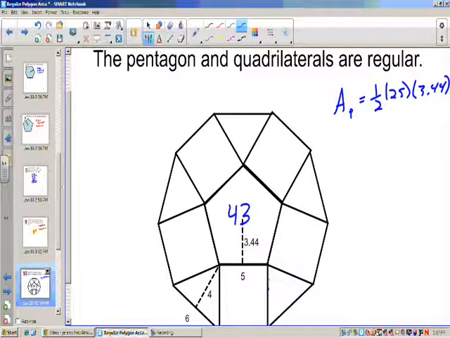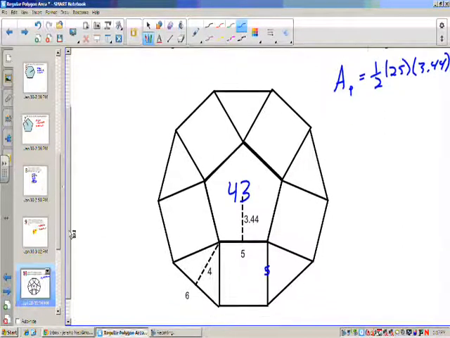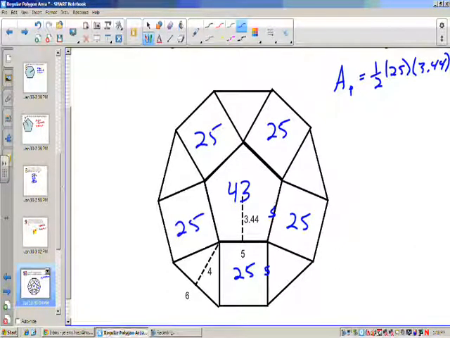So if this is 5, this is 5. So this area is 5 times 5, which is 25. If that's 5, and it's regular, that's 5. So this would have an area of 25, and 25, and 25, and 25. Now we just have to find the area of each of the triangles.